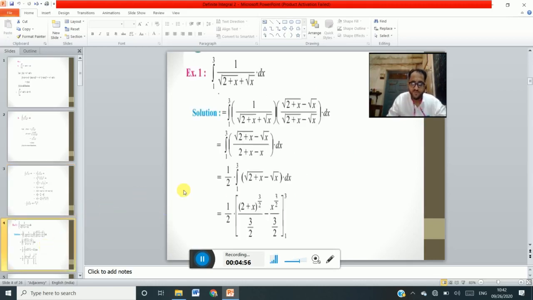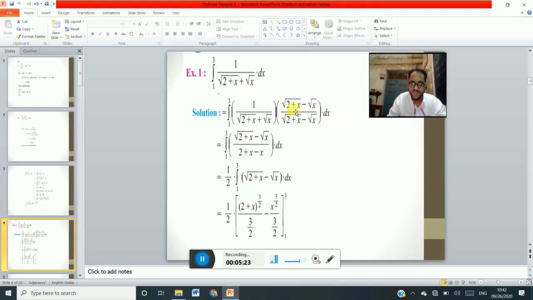Then see the next one, integration from 1 to 3 of 1 upon root 2 plus x plus root x. Now here the limit is not from negative to positive, that means the even-odd property is not used this way, right? Therefore we do not have to check here whether the function is even or odd. Okay, so here the function is irrational, so rationalize it first of all.